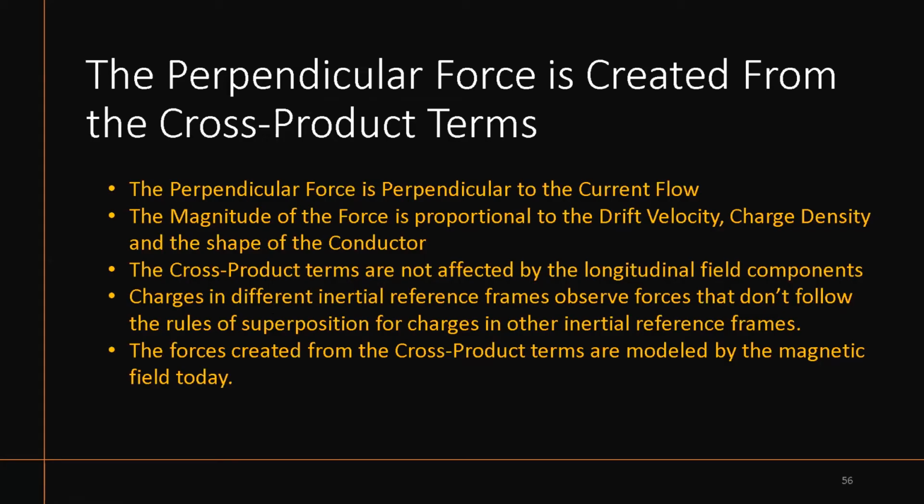Charges in different inertial reference frames exert forces that don't follow the rules of superposition for charges in other inertial reference frames, right? So you use materials that have different drift velocities. And forces created from the cross product terms are modeled by the magnetic field.